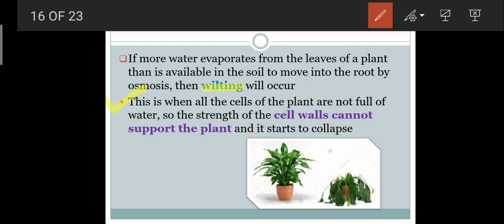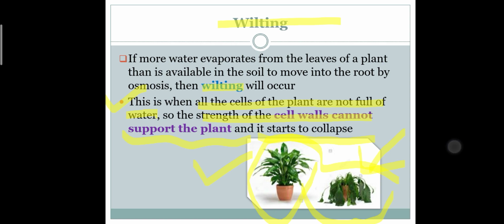So in the process of wilting, all the cells of the plant are not full of water because of the increased evaporation of water. So the strength of the cell wall cannot support the plant and the plant starts to collapse. As in this diagram we can see that here is the healthy plant and here is the wilted plant.